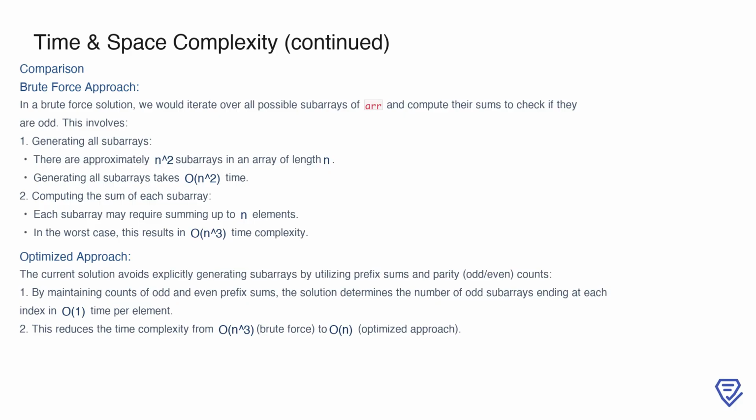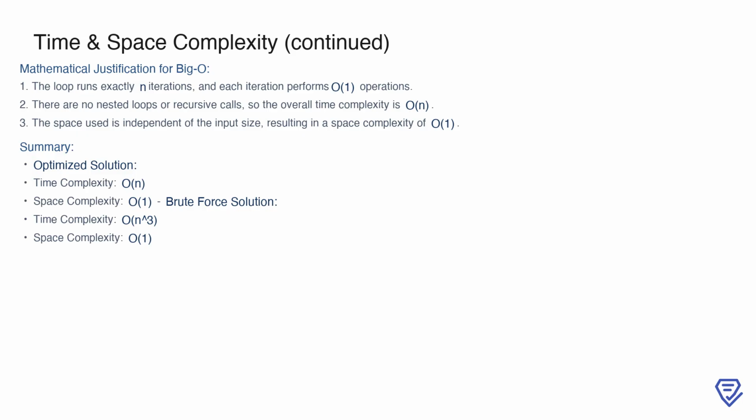Instead, it leverages prefix sums and the counts of odd and even prefix sums to directly determine the number of odd subarrays ending at each index in constant time per element. This reduces the time complexity from n cubed to n, making it significantly more efficient. Finally, let's provide a mathematical justification for the big O analysis.